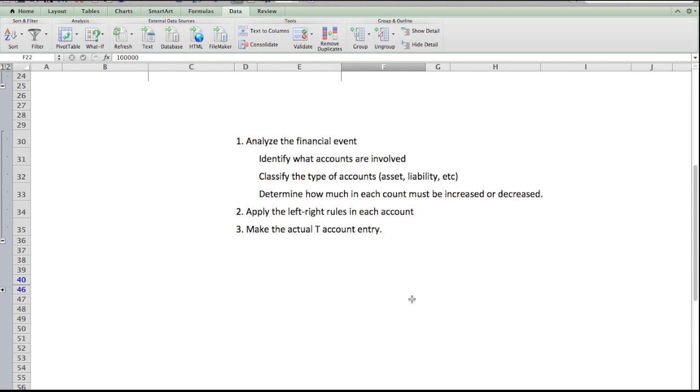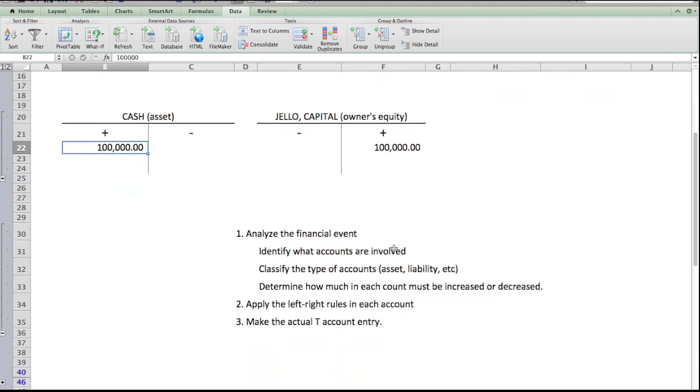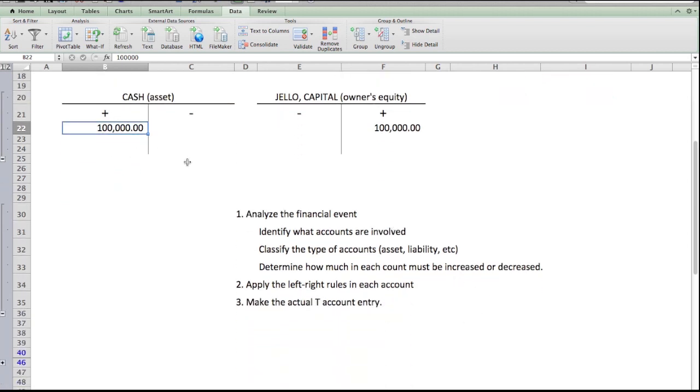The second step is to apply the left-right rules in each account. Once again, the left side of all the T accounts must equal the right side. And finally, you just make the T account entry. It's right there. You just put the numbers in.